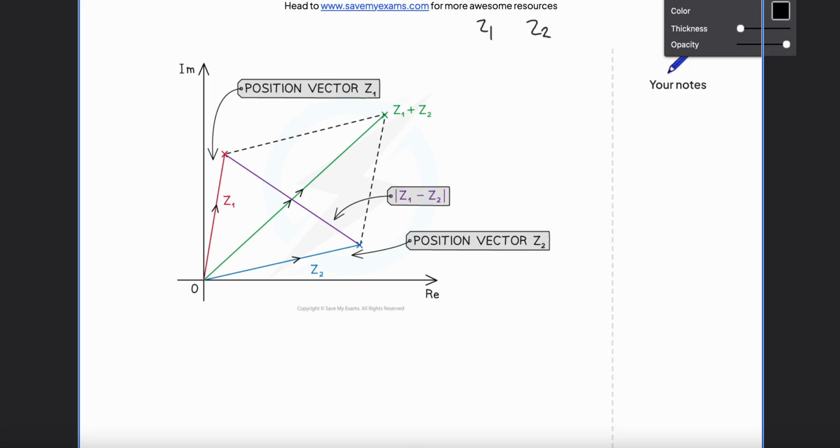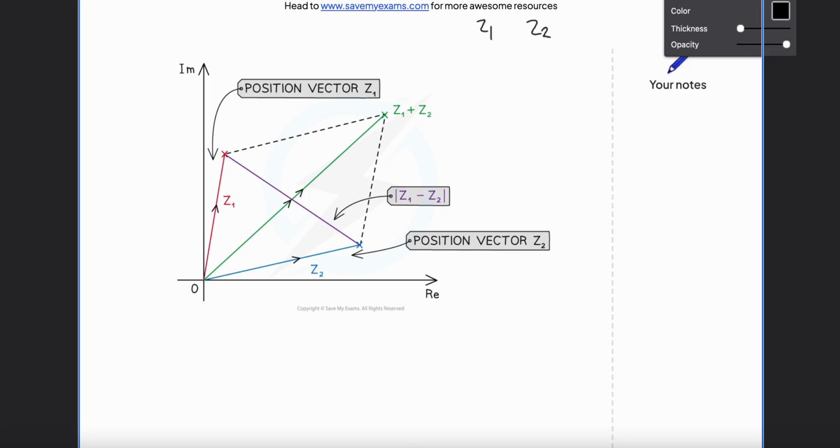The next thing that I have to do is I have to form a parallelogram. I have to draw lines that are adjacent to Z1 and Z2 in such a way that we form a parallelogram. So we have this line and this line. These two lines are just helping to complete a parallelogram. So this line here is parallel to Z1. Our Z2 is parallel to this top line. Okay, so now we have our parallelogram.